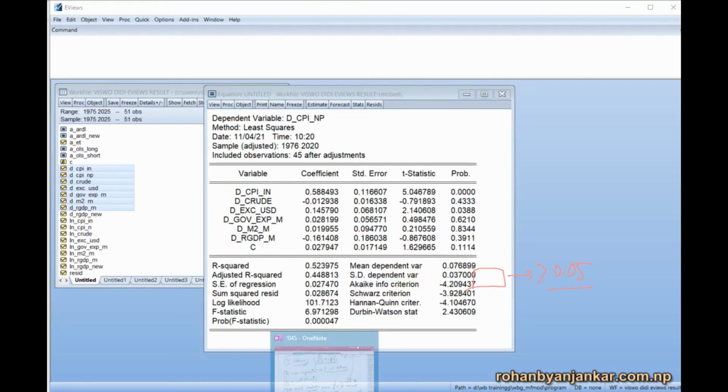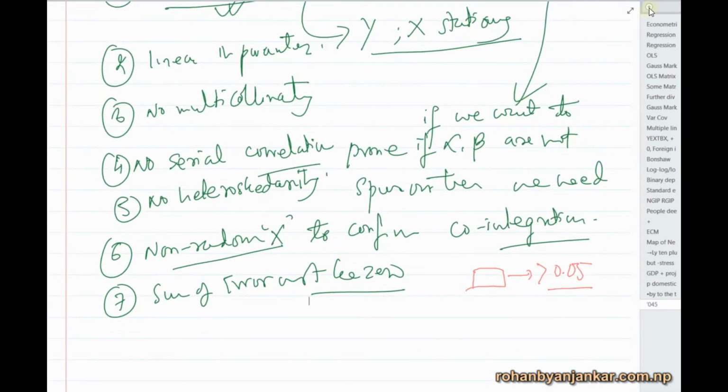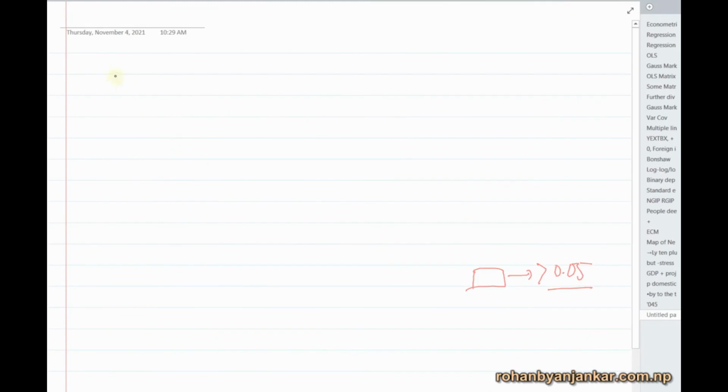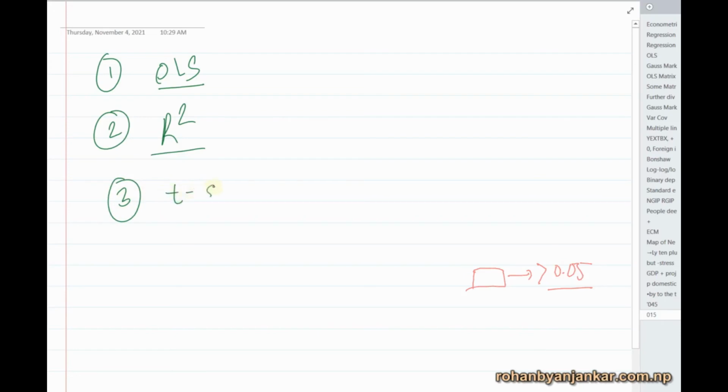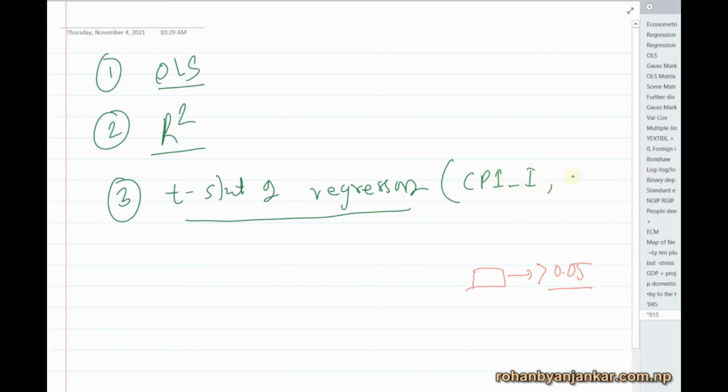So now let's make a recap by writing on our next page. First of all, we did OLS. Second, we checked R square. Third, we checked the T stat of regressors. That is, regressors means CPI of India and exchange rate and so on. These are the independent variables.